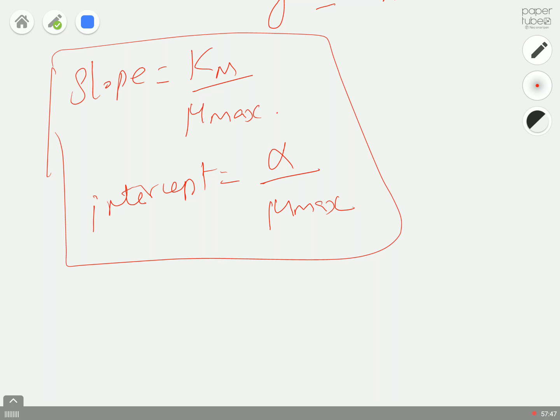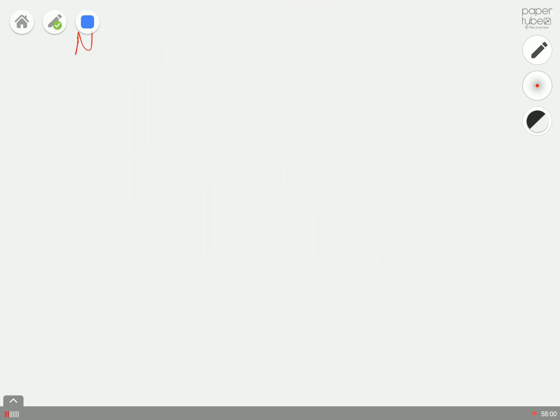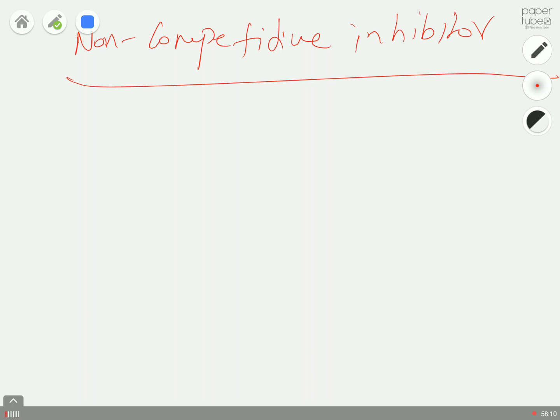I hope you all know how to use the graph sheet and plot your data. So that's how we are going to deal with uncompetitive inhibitor. And what about non-competitive inhibitor? In fact, enzyme inhibitors and your mass balance are the toughest topics to learn and understand in this particular module.